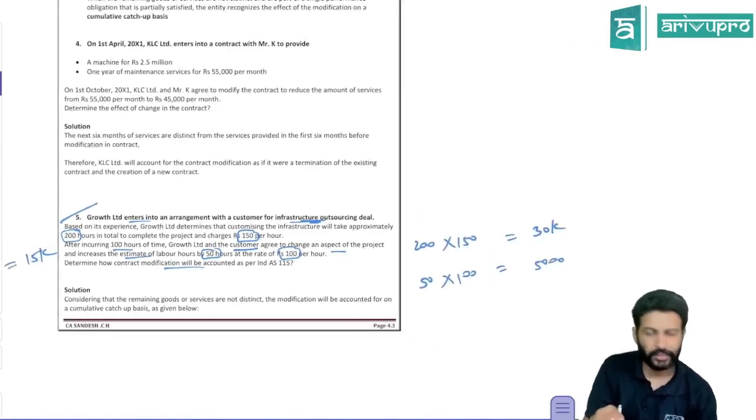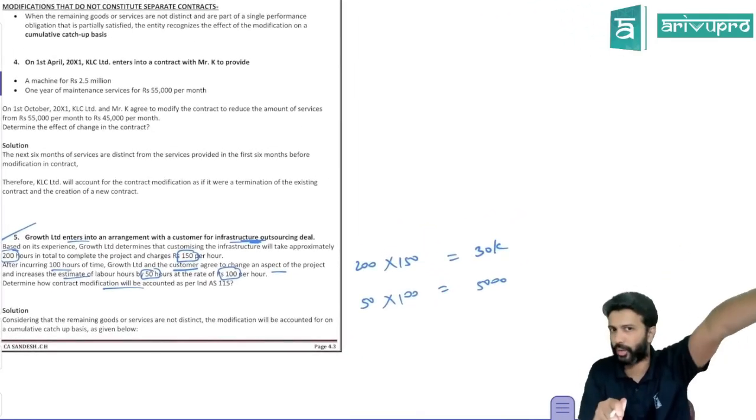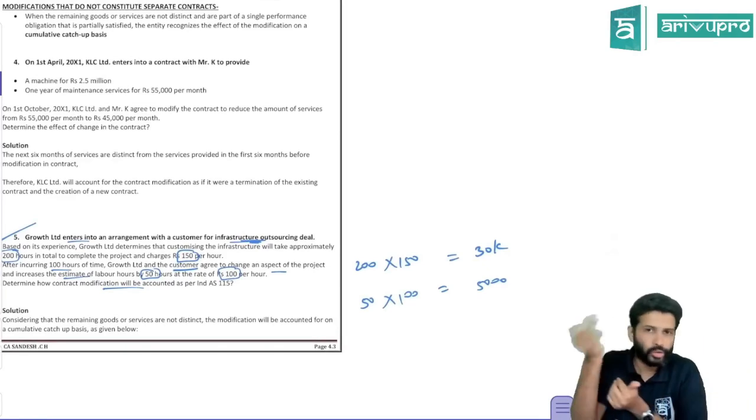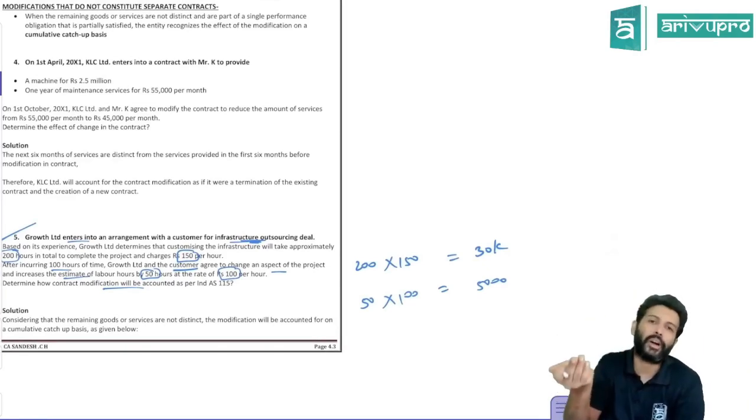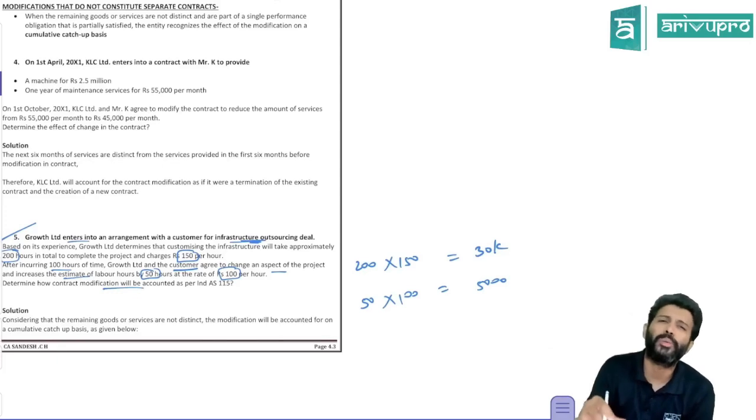So simple, sir. Has the new goods or service come in? No. The new service is still in old infrastructure only. You're not doing any new infrastructure. So new service has not come in. The moment that has not come in, can you treat this as a separate contract? No. That means you'll have to do it on cumulative catch-up basis.